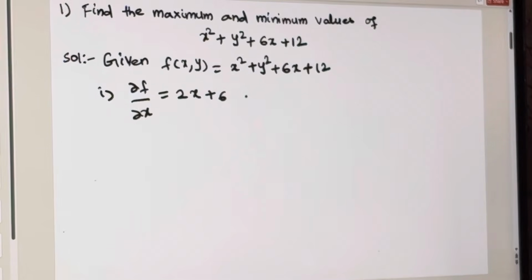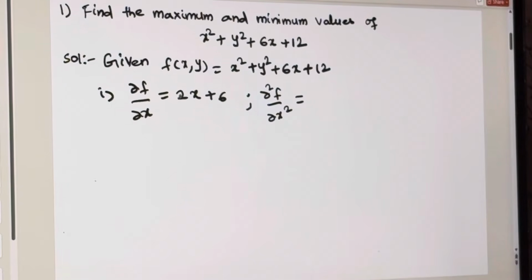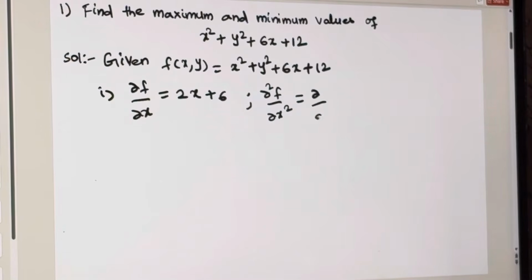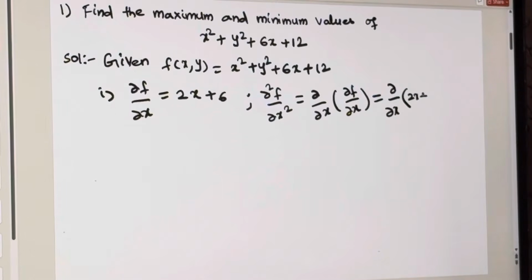इसी तरह dou square f by dou x square का वैल्यू आपको निकालना है. What is the derivative of 2x? dou square f by dou x square का मीनिंग क्या है, you can write it as dou by dou x of dou f upon dou x. ठीक है, this is nothing but dou by dou x of what is dou f by dou x, 2x plus 6.